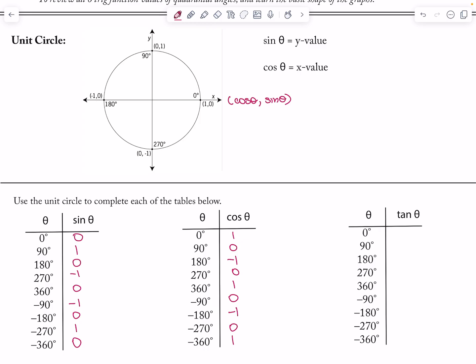Tangent is going to be created by taking the ratio, so sine over cosine. So that's 0, that's undefined. 0, undefined. 0, and then negative 90 is undefined. 0, undefined, and then 0.